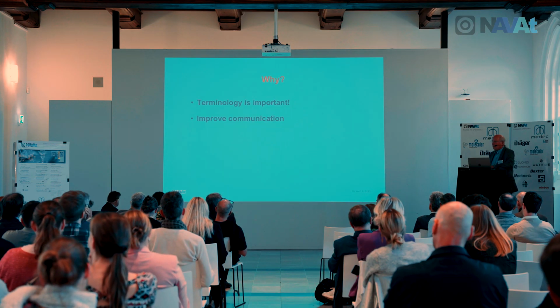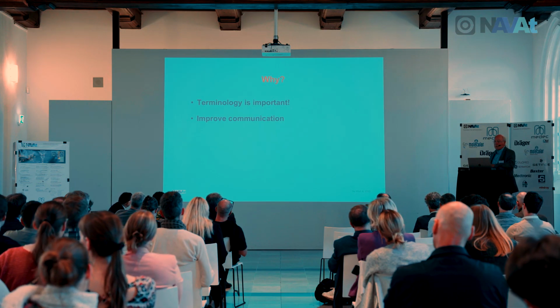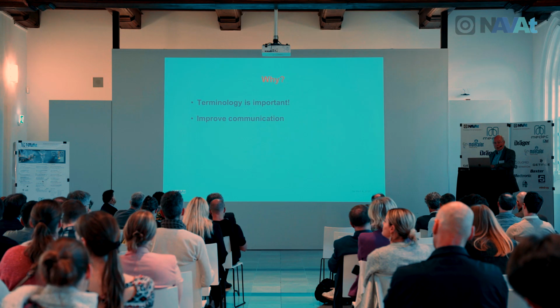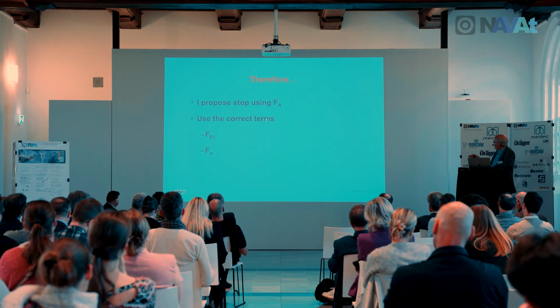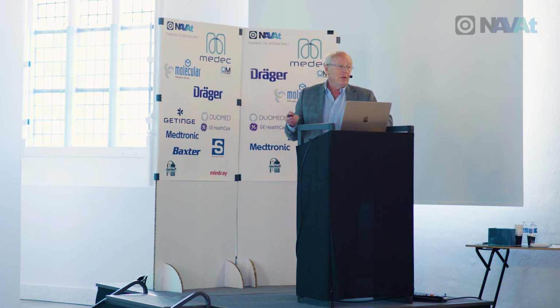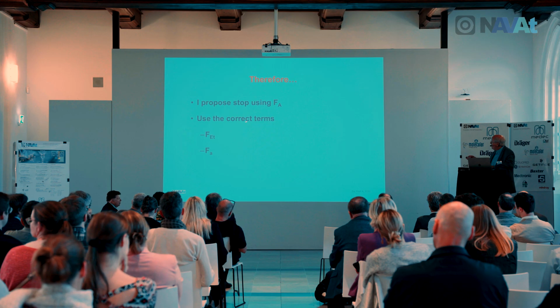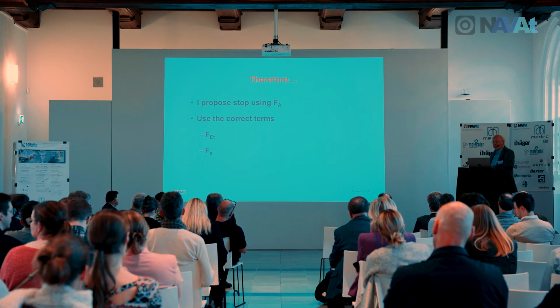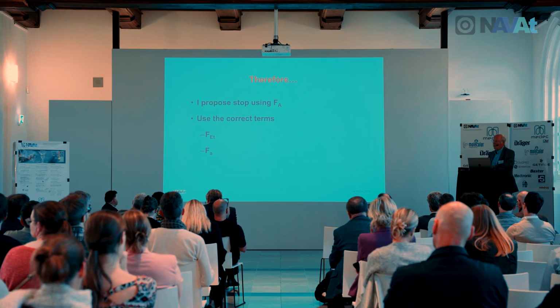So why do I mention this? Because terminology is important. If we want to communicate properly, then we have to use the proper terms. And therefore, I propose that we should stop using FA, alveolar fraction, unless we specifically talk about a method where we are going to calculate an average FA, such as what Philip Payton is doing. Instead, we should use the correct terms, end-tidal fraction or FA, because these are parameters that we can measure.